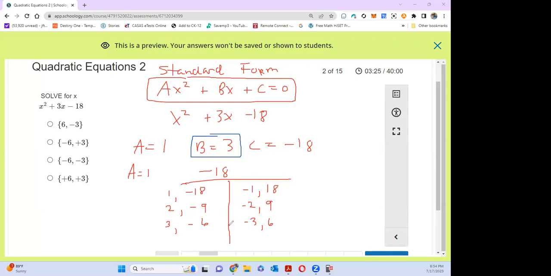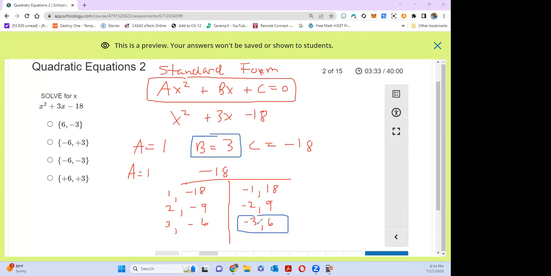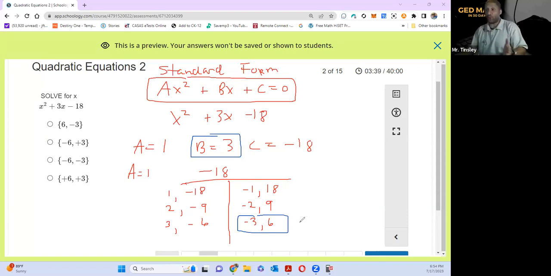Not that one. Negative 3 and 6. That's what I had too. When you have a quadratic equation, in order to solve it, we need to factor it first. That's what we're doing now. We're factoring a quadratic equation. So I'm going to use this minus 3 and this plus 6. So x minus 3, x plus 6.